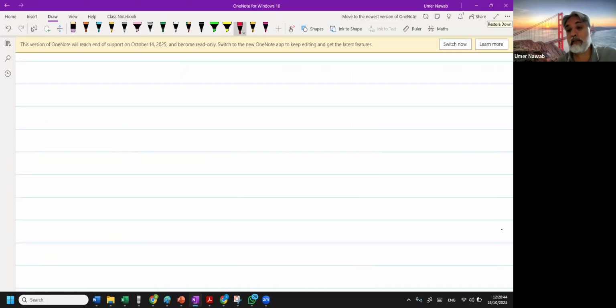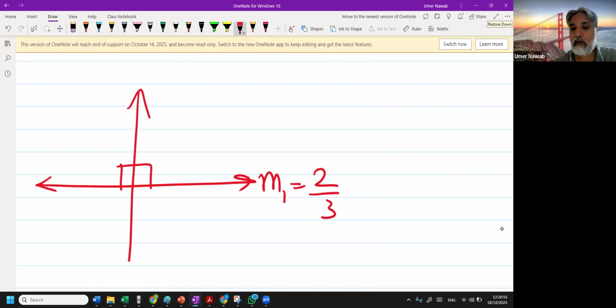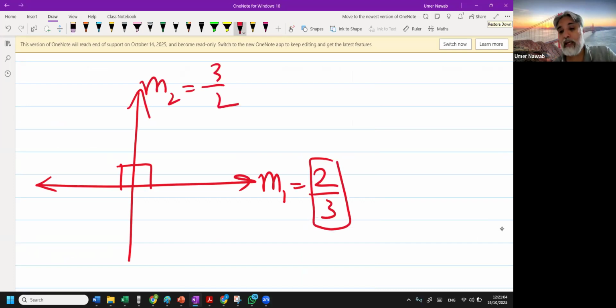Last but not the least, when the two lines are perpendicular. How do I come to know the two lines are perpendicular? I mean, they are making 90 degrees with each other when their gradients are the negative flip of each other. Negative flip means if this gradient is 2 over 3, what is the flip? The flip is the reciprocal of 2 over 3, which is 3 over 2. And if someone says, can you reciprocate 2 over 3? Yes, the reciprocal of 2 over 3 is 3 over 2, but change the sign as well. So if this is positive, you write a negative. So this is the gradient of a perpendicular line.